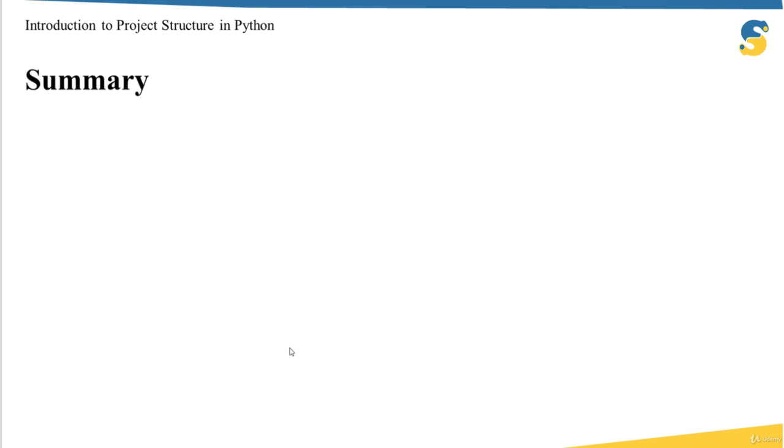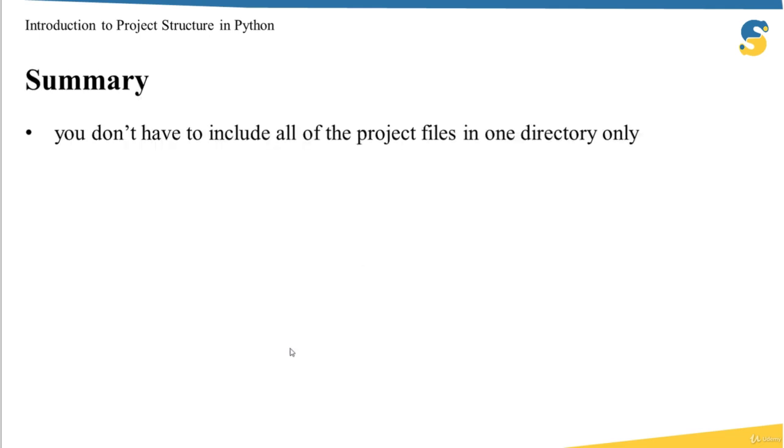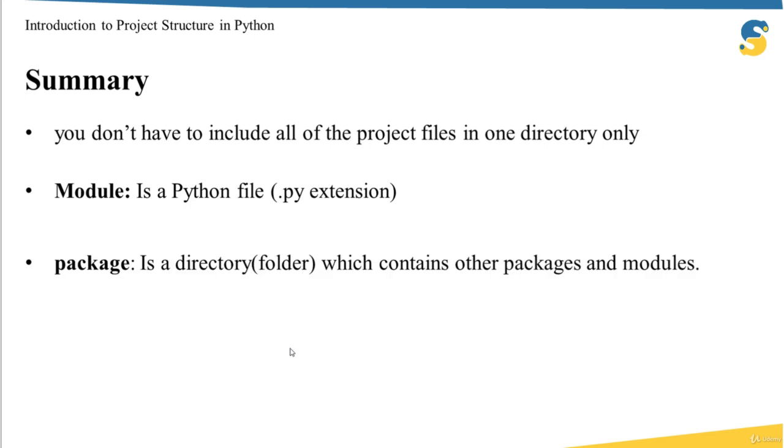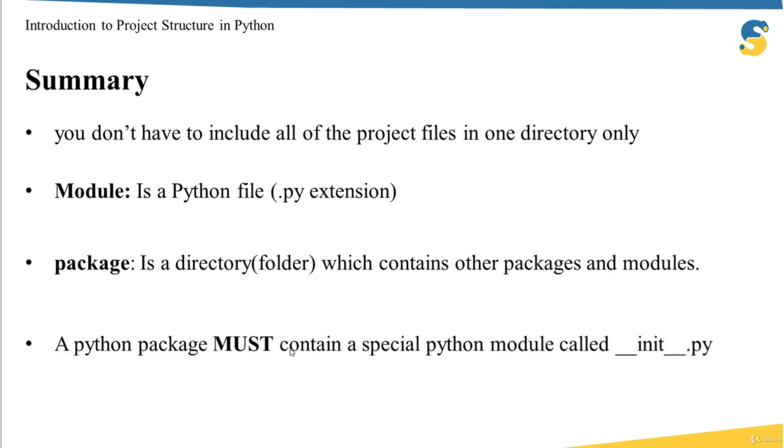Now let me summarize what we have learned. First of all, we have talked about project structure, and you see that we don't have to include all of the project files in one directory only. Then, the Python module has been defined, and we see that simply it's a Python file with the .py extension. Then, the package has been defined, and we see that simply it's a directory or folder which contains other packages and modules. And we mentioned that a Python package must contain a special Python module called __init__.py.